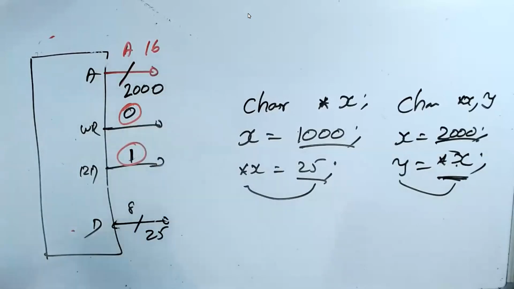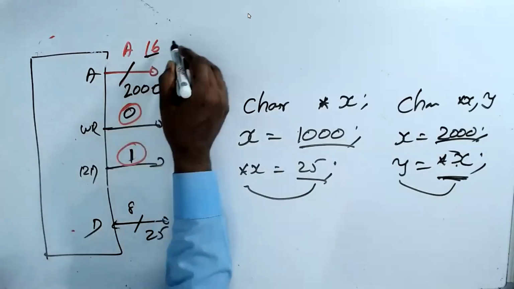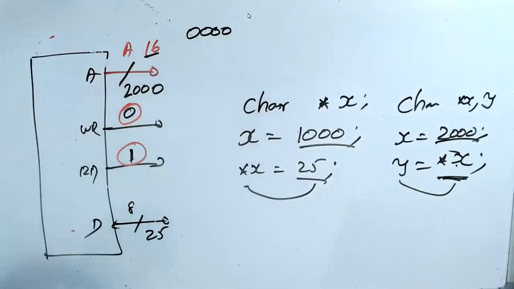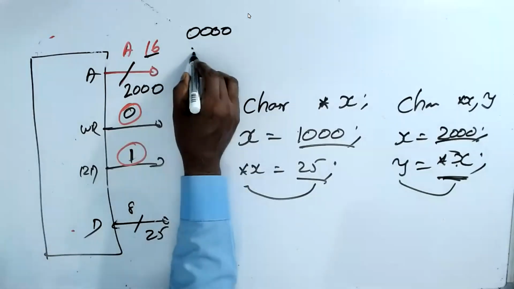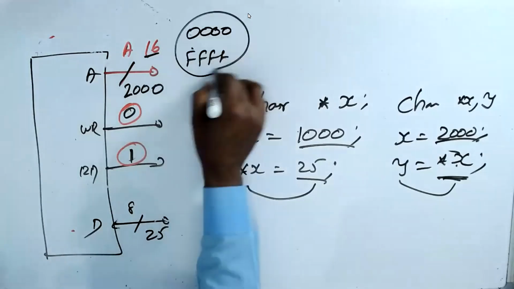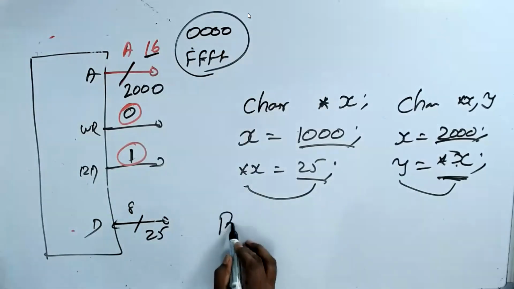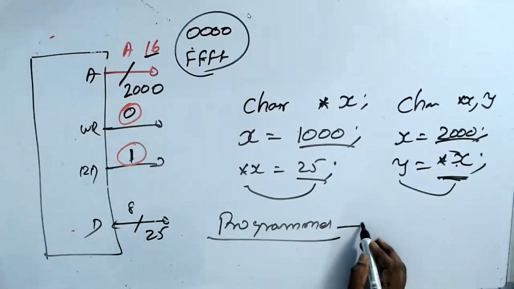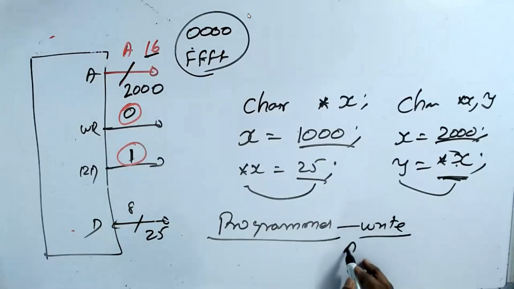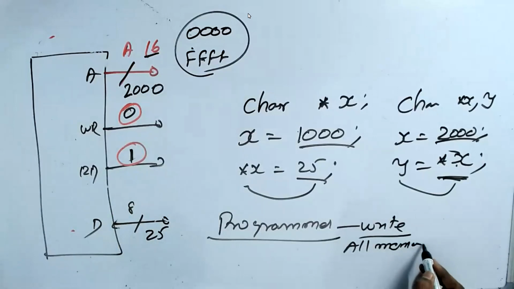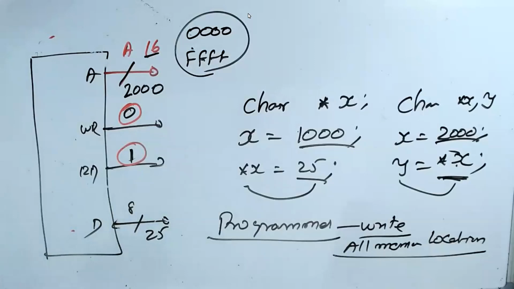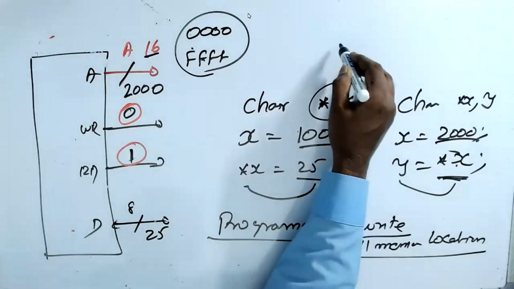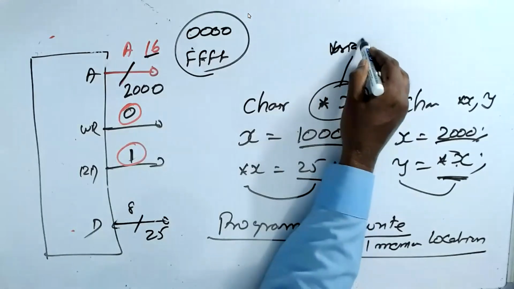You know what I'm effectively saying: if I have 16 wires from 000 to FFF, that is a lot of numbers. You can write anywhere. So as a programmer, you can write to all memory locations. Understand? You can write to all memory locations with the help of this. So this is called a variable pointer.